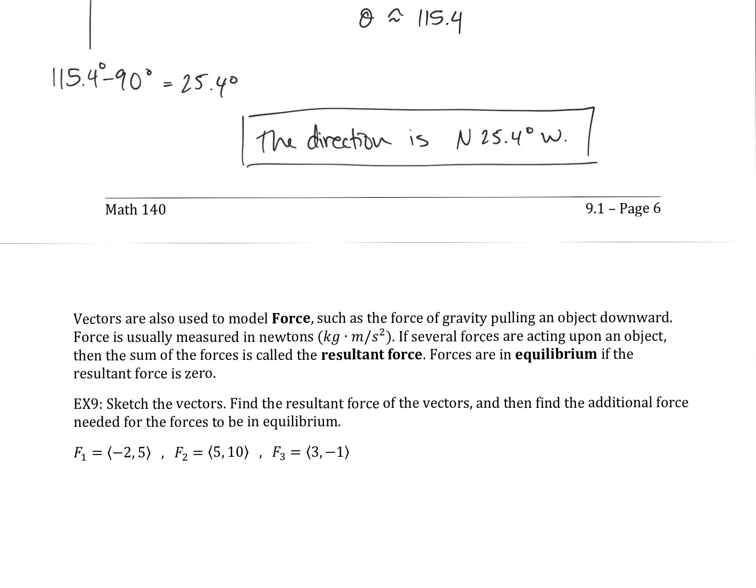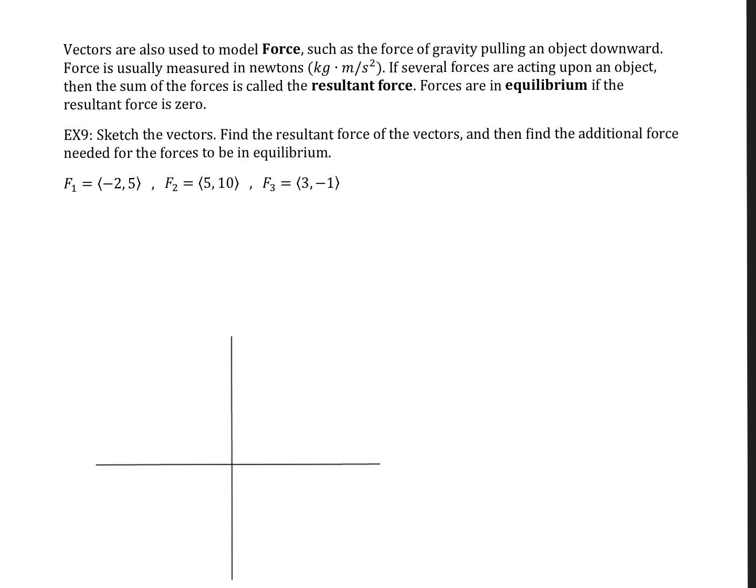Alright, so let's take a look at the next thing. So vectors are also used to measure or to model force, such as the force of gravity pulling an object downward. Force is usually measured in newtons, which would be kilograms per meter per second squared. If several forces are acting upon an object, then the sum of the forces is called the resultant force. Forces are in equilibrium if the resultant force is zero. That means they sort of cancel each other out.